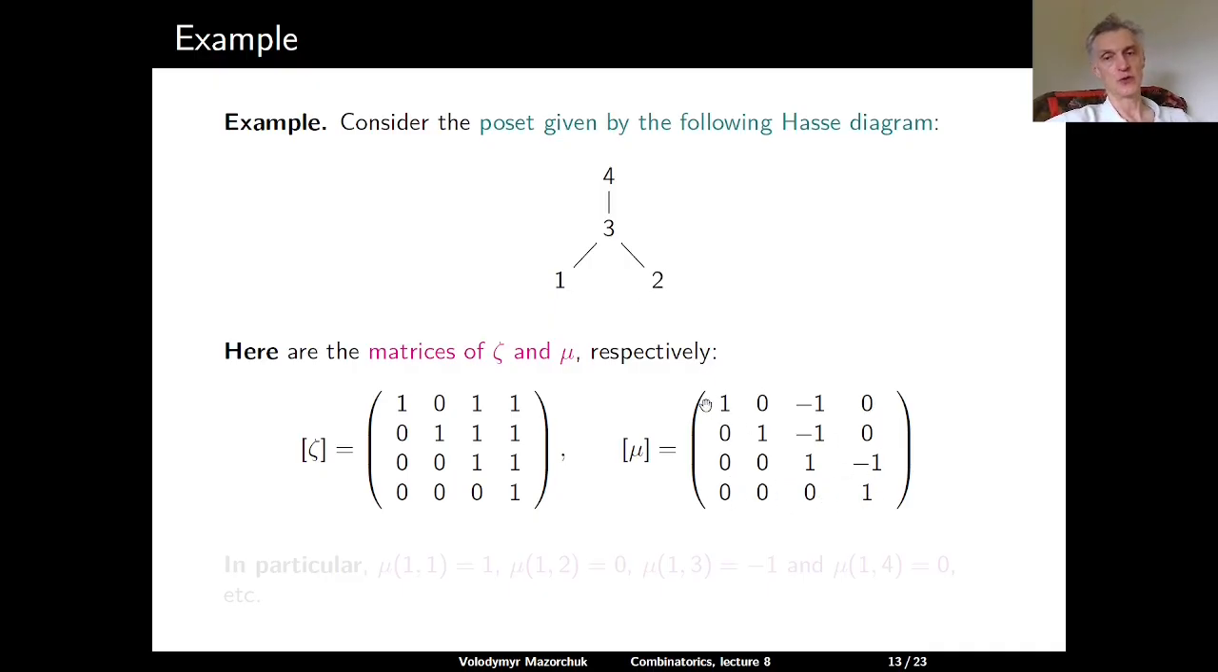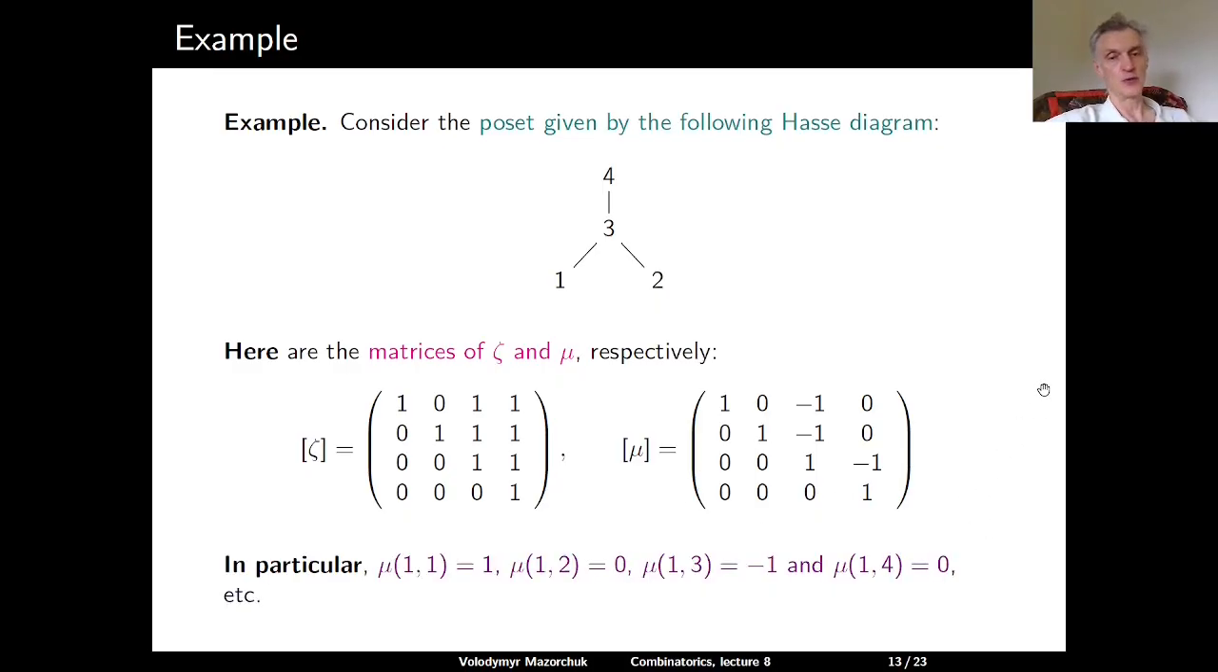So mu on the diagonal must be 1, and then for 3 it should be minus the value on the diagonal. So it should be minus 1 here. And for 4, it should be minus the sum of these two values. But 1 plus minus 1 is 0, so it should be 0 here. Similarly, if we start with 2 in the second row, and similarly in rows 3 and 4.